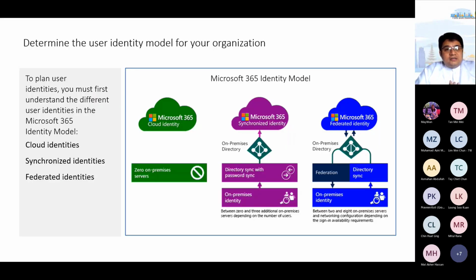You can see this is very important and very useful. This is a user identity model. Your organization is only cloud, and you use the organization. You can see the green color. This is a cloud identity.